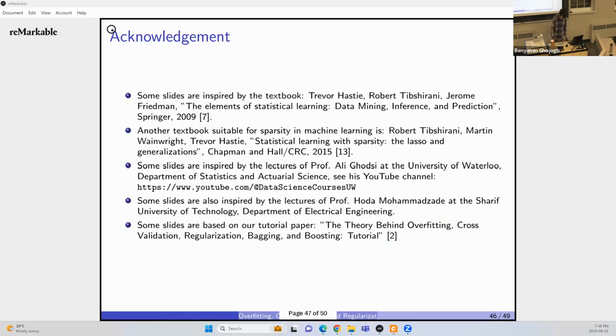So, acknowledgement: some slides are inspired by the textbook of Hastie, Tibshirani, and Friedman, The Elements of Statistical Learning: Data Mining, Inference, and Prediction by Springer. And another textbook suitable for sparsity is again by Tibshirani and Hastie and Wainwright, recently published in 2015. Its name is Statistical Learning with Sparsity: The Lasso and Generalizations.